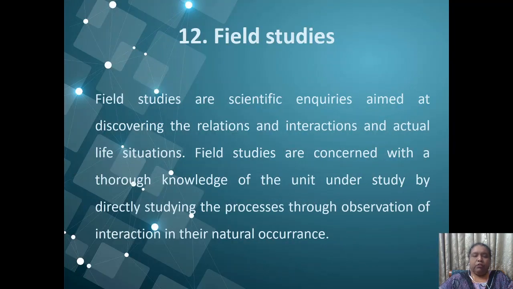Number 12. Field studies. Field studies are scientific inquiries aimed at discovering the relations and interactions in actual life situations. Field studies are concerned with the thorough knowledge of the unit under study by directly studying the processes through observation of interaction in their natural occurrence.